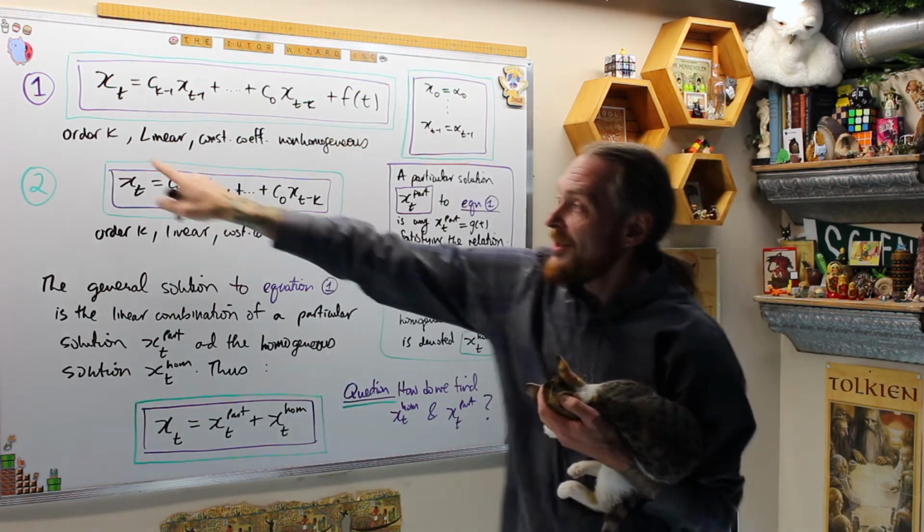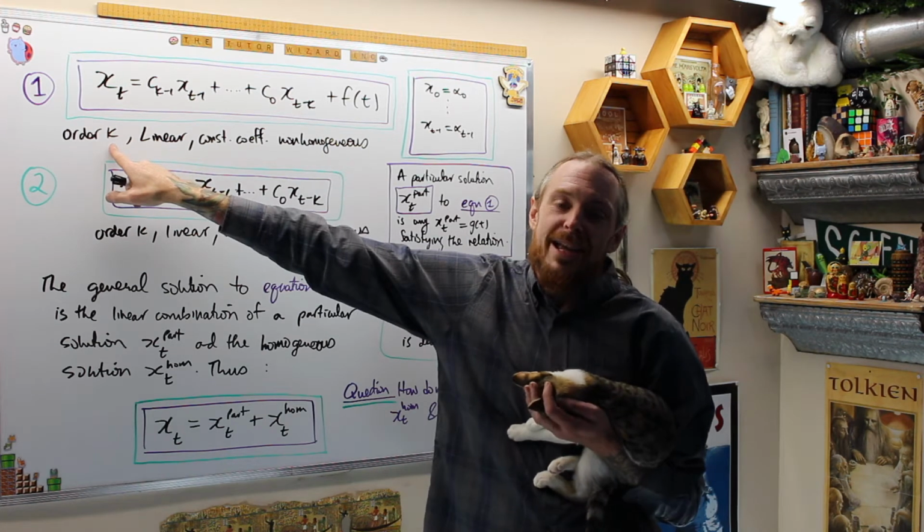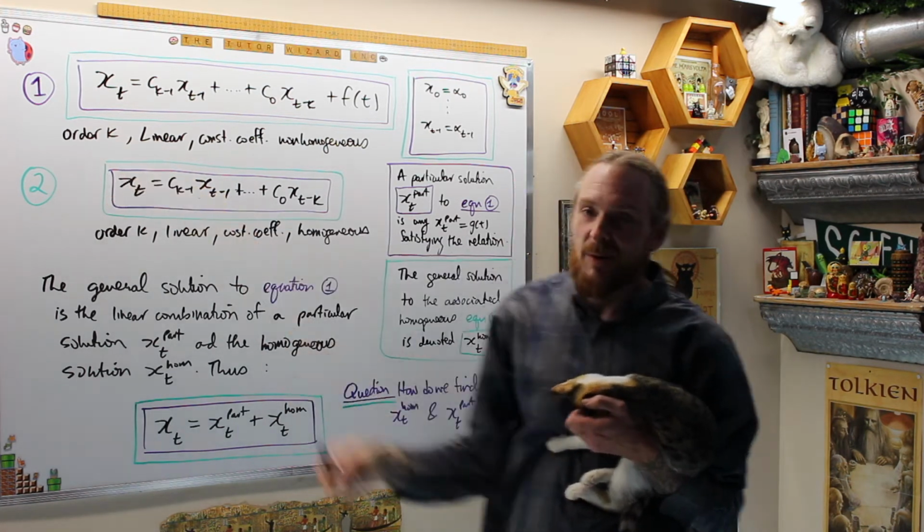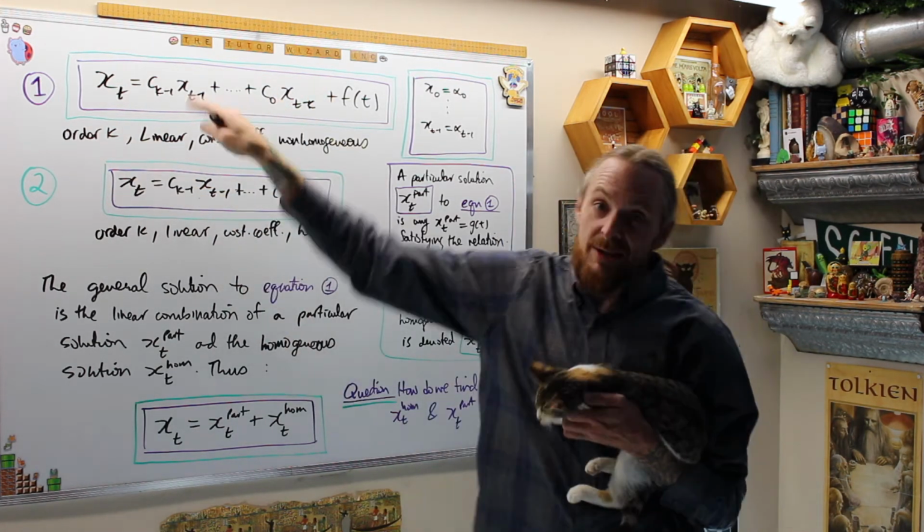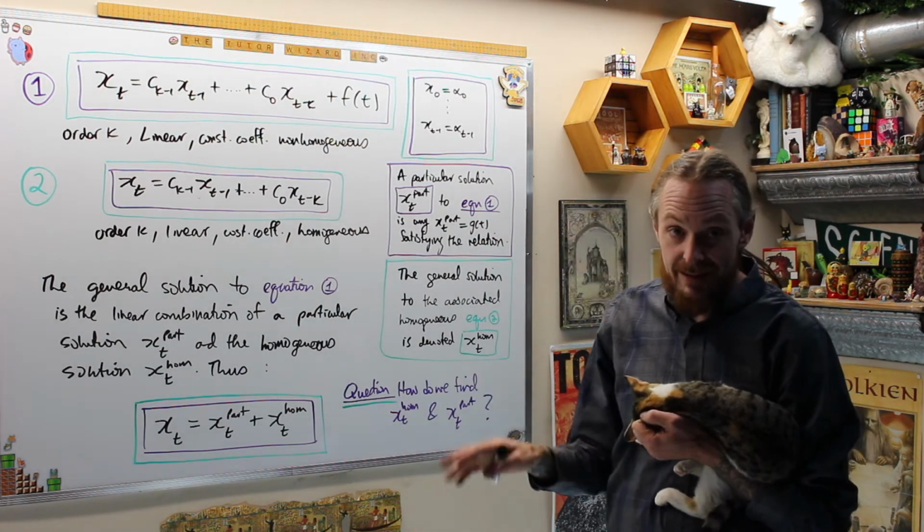But what we're also going to do is we're not going to do general order k. We're going to focus on order 2. So it'll only be 2 of these terms. It won't be dot, dot, dot. There won't be a whole bunch of those, so it's not too bad.